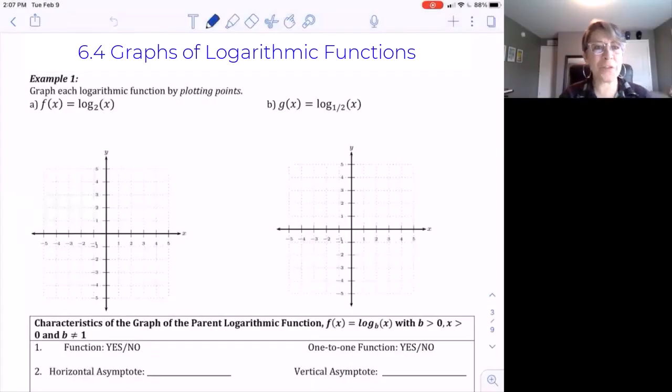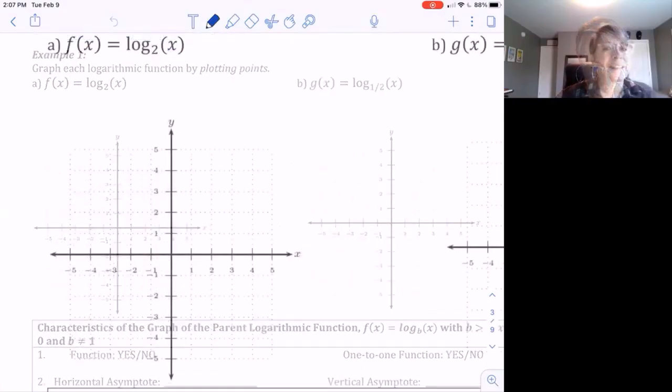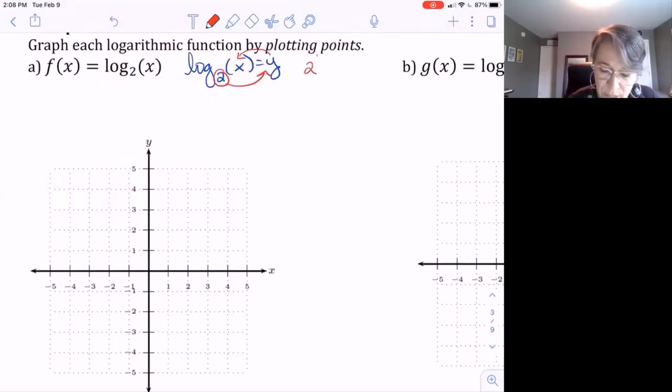Welcome back. We're ready for graphs of logarithmic functions. So we're going to graph each of these logarithmic functions by plotting points. So remember, if we write log base 2 of x equals y, using our swirly-do definition, that's the same thing as saying 2 to the exponent of y will equal x.